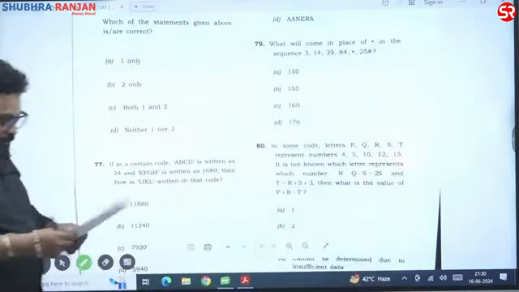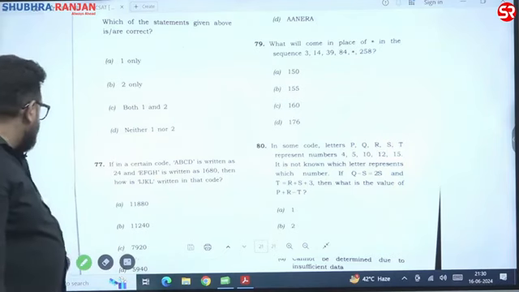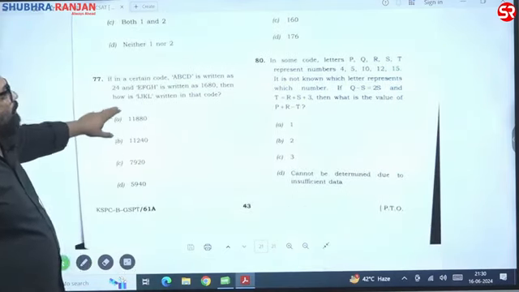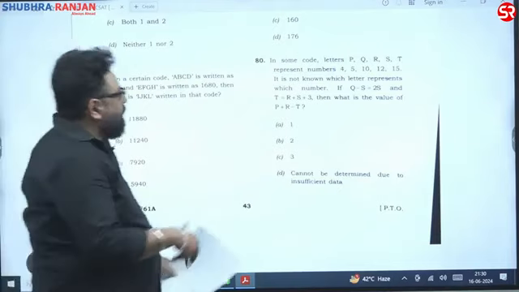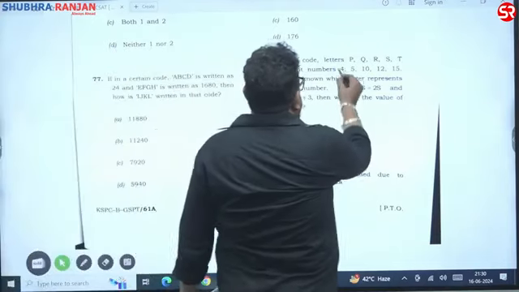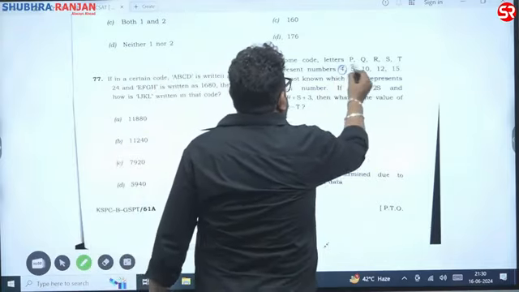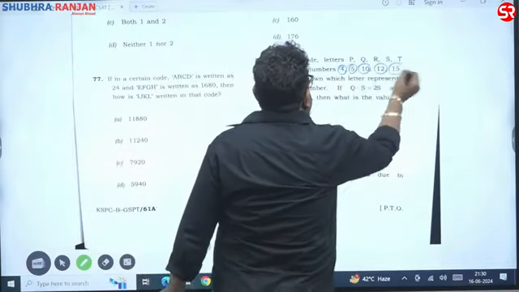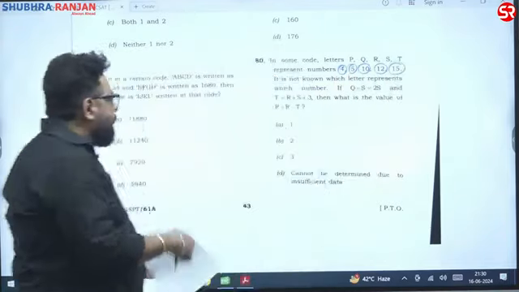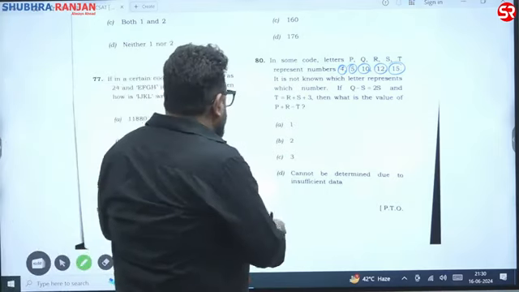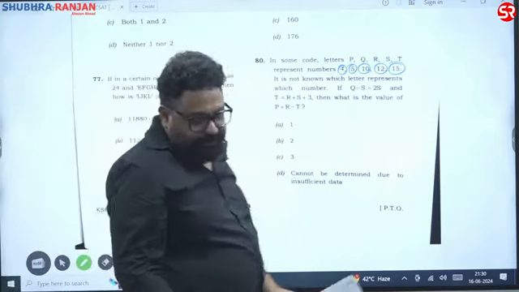The last one, but really a monstrous one, right? So the code for PQRST is given, but none of the numbers. So I'm just putting circles on the numbers: 4, 5. These are the numbers. It is known which letter represents which one, isn't it? If Q plus S is equal to 2S.